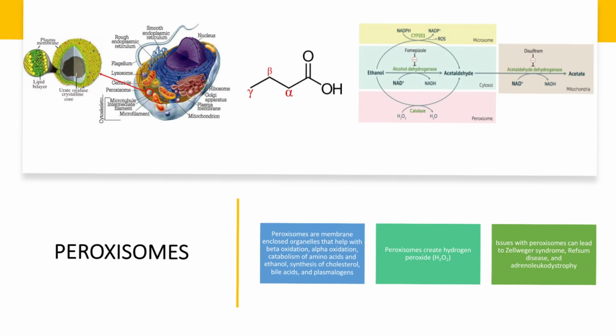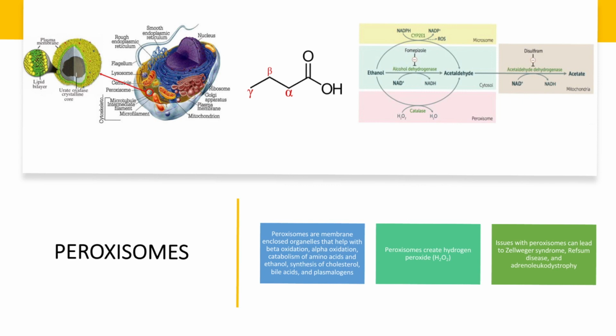Refsum disease is another autosomal recessive disorder of alpha oxidation, so you don't have alpha oxidation. And then this can result in a certain molecule called phytanic acid not being able to be metabolized. So this results in scaly skin, ataxia, cataracts, night blindness, shortening of the fourth toe, and epiphyseal dysplasia.